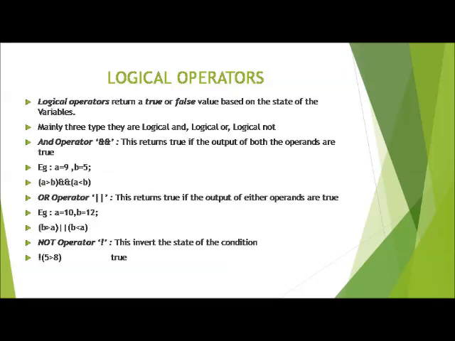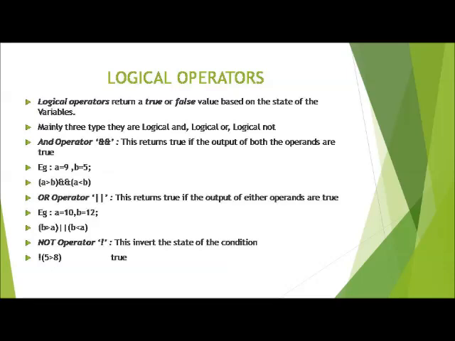Logical operators in Java. Logical operators return a true or false value based on the state of the variables. Mainly three types: logical AND, logical OR, logical NOT. First, we can see the logical AND operator. See the symbol used for the logical AND: two AND symbols together. This returns true if both the operands are true. For example, a = 9, b = 5. a > b && a < b.